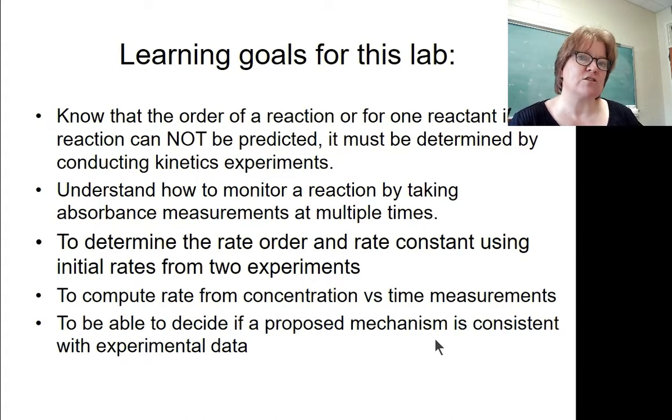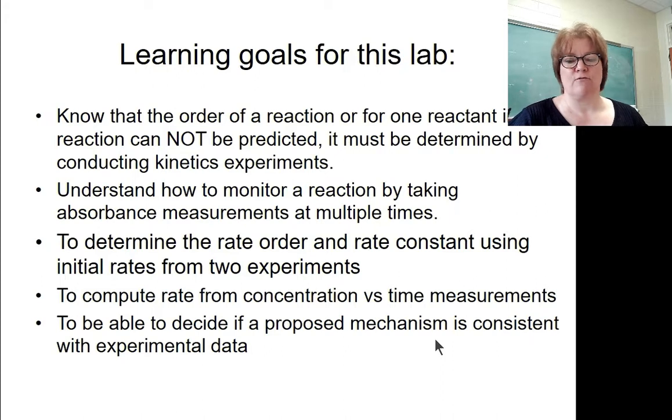We can then use that information to rationalize extra knowledge about the chemical reactions. Understand how to monitor a reaction. There are a variety of ways, but we're going to talk about watching a reaction happen by monitoring the absorbance, which tracks the change in concentration, and how to determine a rate order and the rate constant using the method of initial rates. That means taking experimental data from two separate experiments, using the initial concentrations and initial rates to determine the order, and then using the order and that information to find the rate constant.